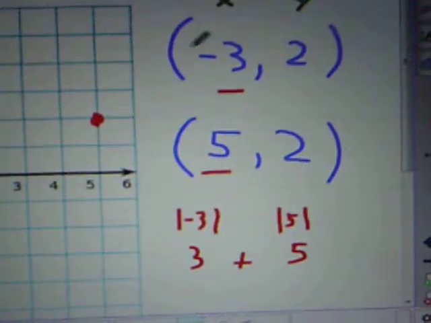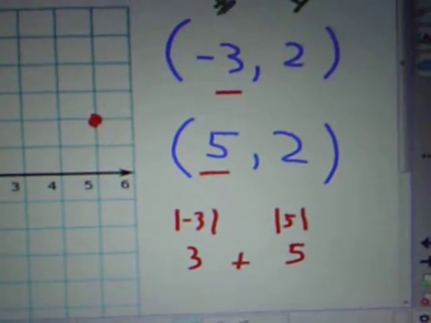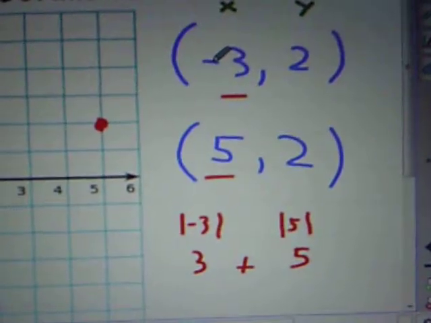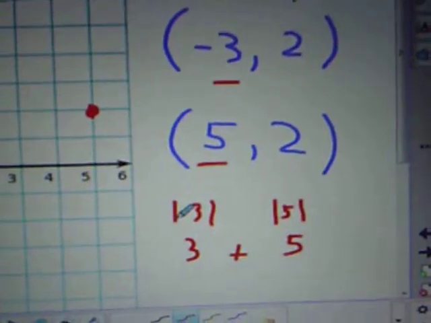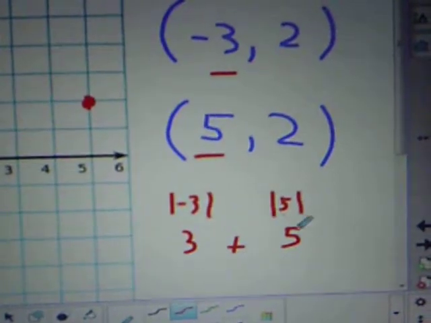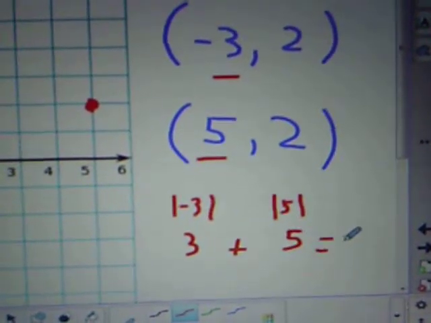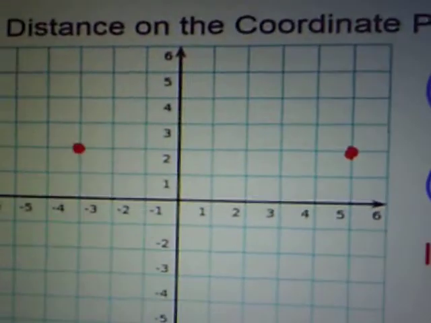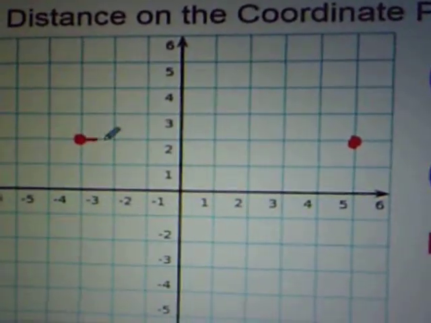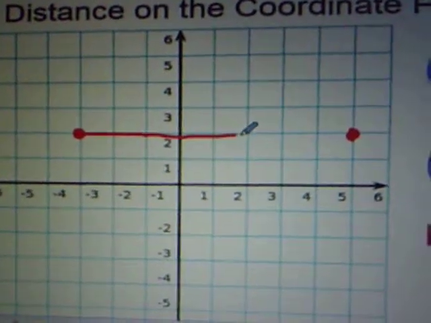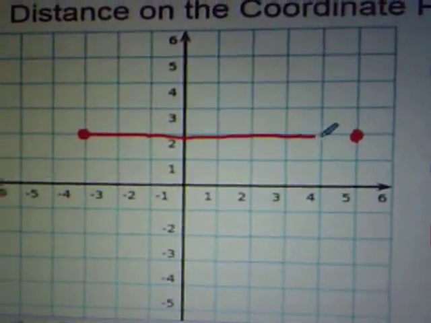In this one, though, we look at the points that are different. It's the x points that are different. And then we look, well, this one, we have one negative and one positive. Find the absolute value of each number, and we add. And we can find that 3 plus 5 actually does give us 8. The same distance we got when we counted. 1, 2, 3, 4, 5, 6, 7, 8.